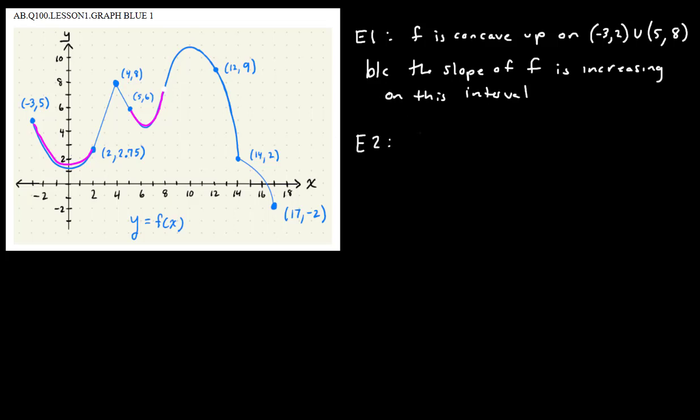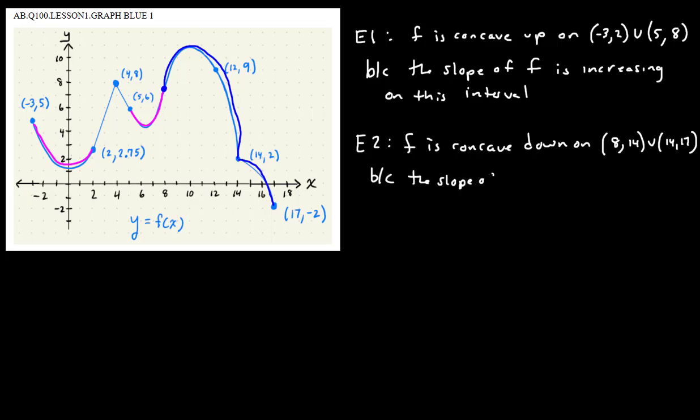Nice. E2 wants to know concave down, so we'll get a visual of that. I'll take a dark blue. Linear segments do not have concavity, so let's see, concave down, good, and then concave down again. Excellent. F is concave down on the x interval of 8 to 14 in union with 14 to 17. And that's because the slope of f is decreasing. It's not that the function's decreasing, but the slope is decreasing on this interval.